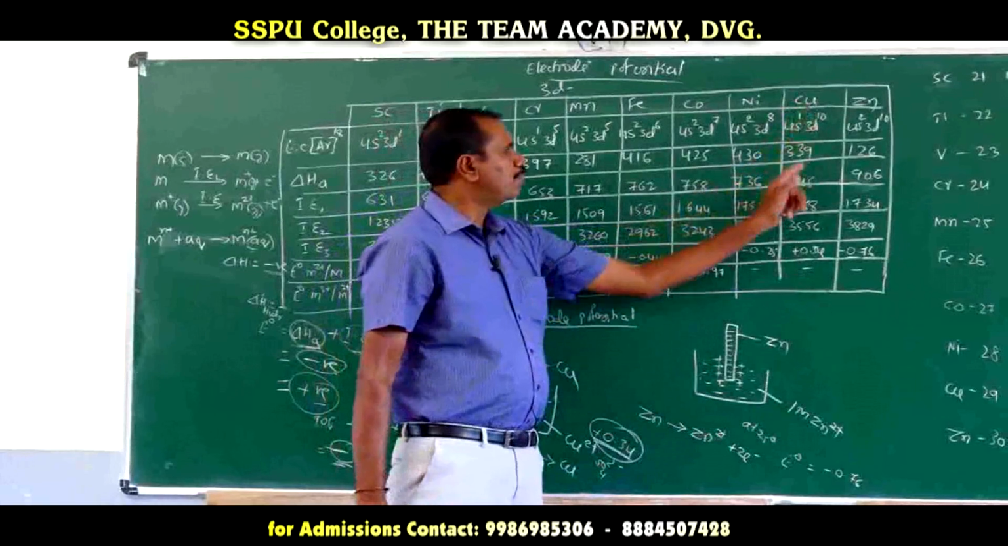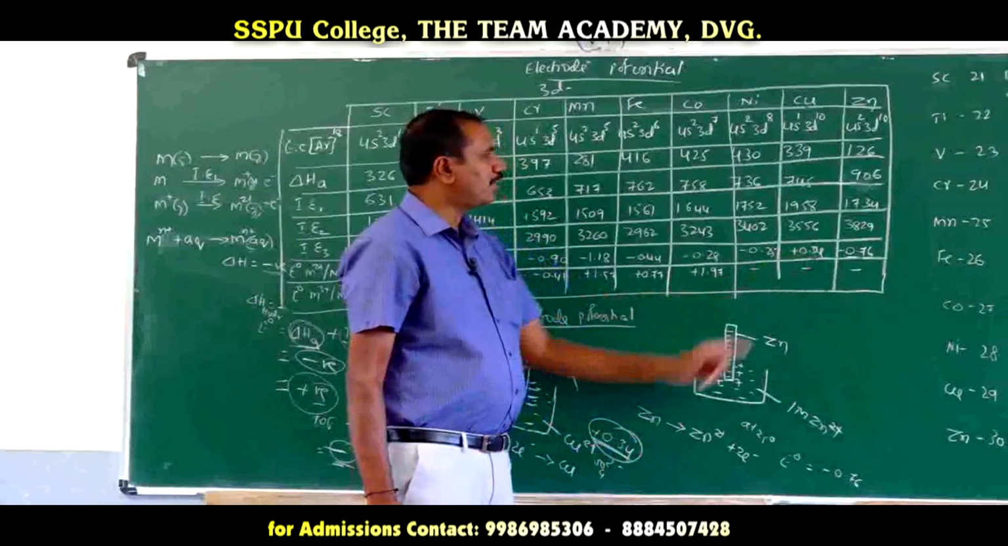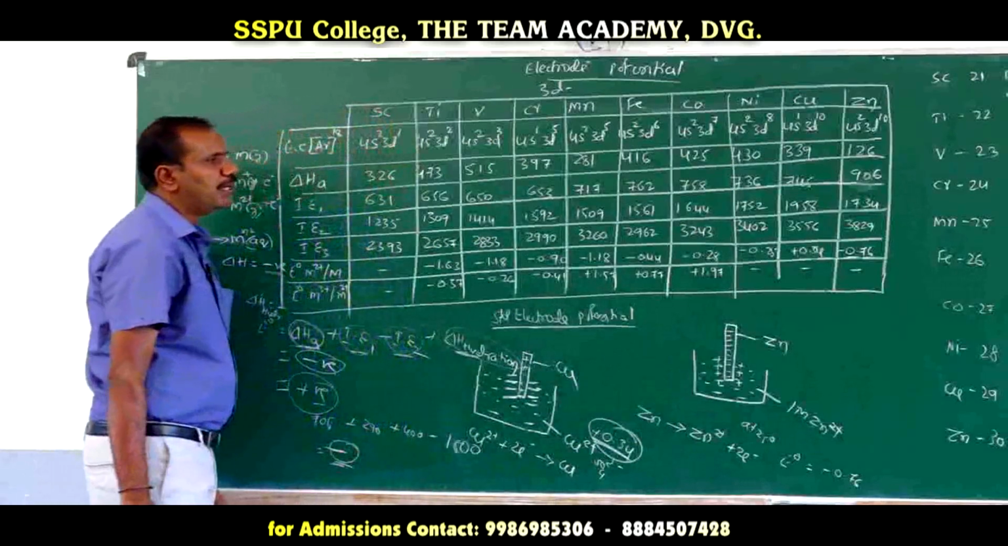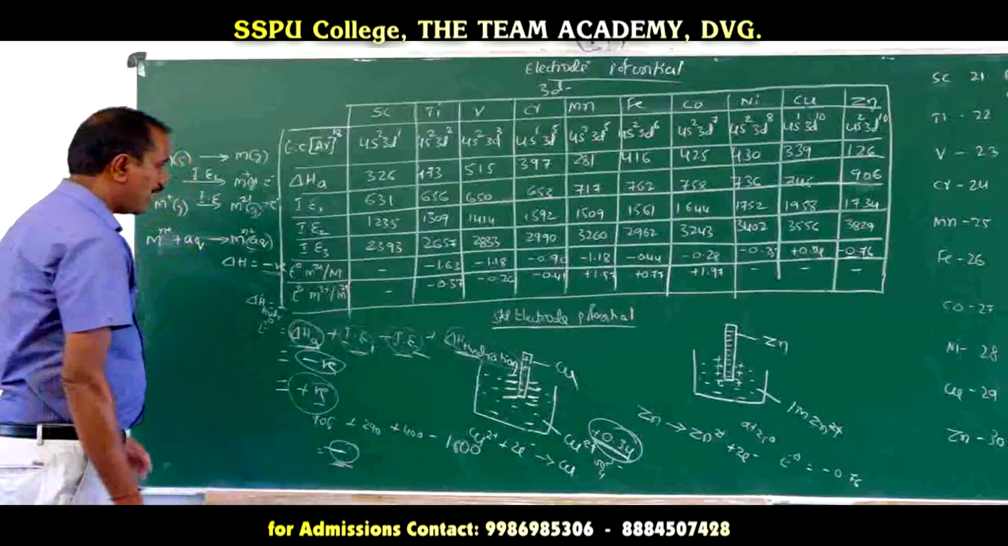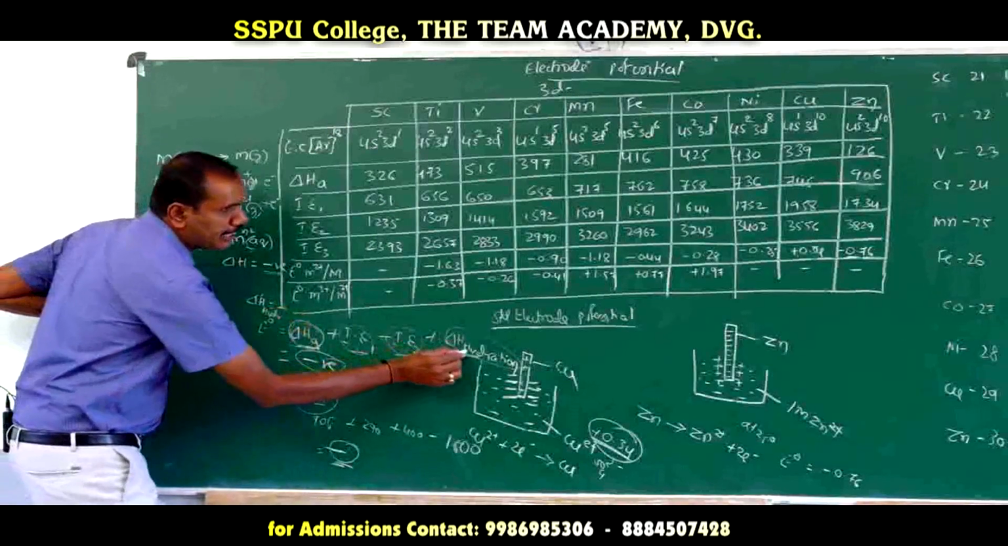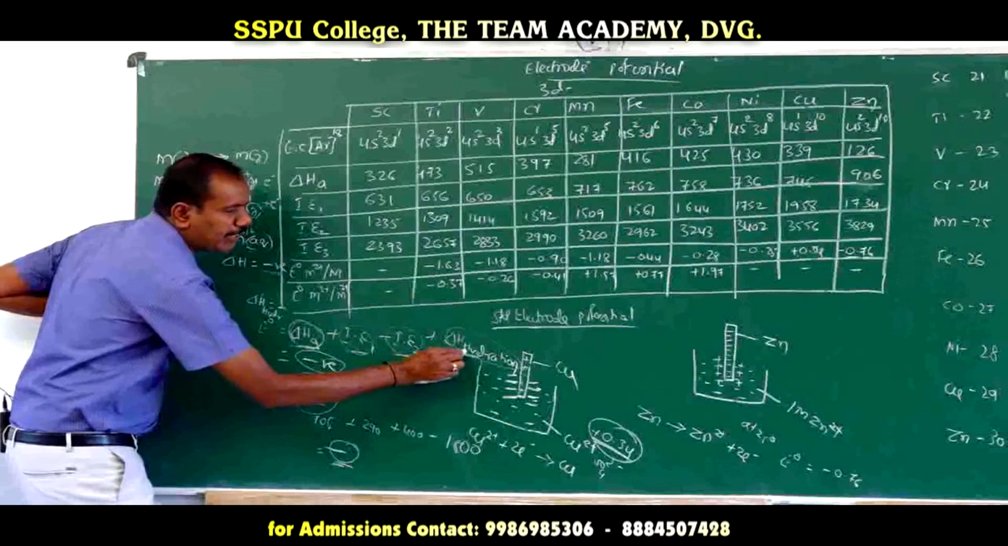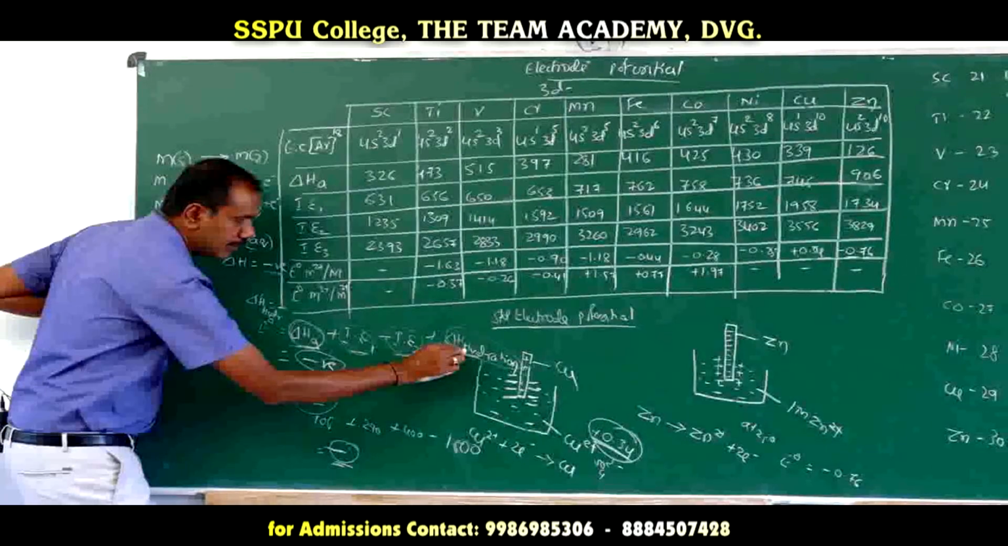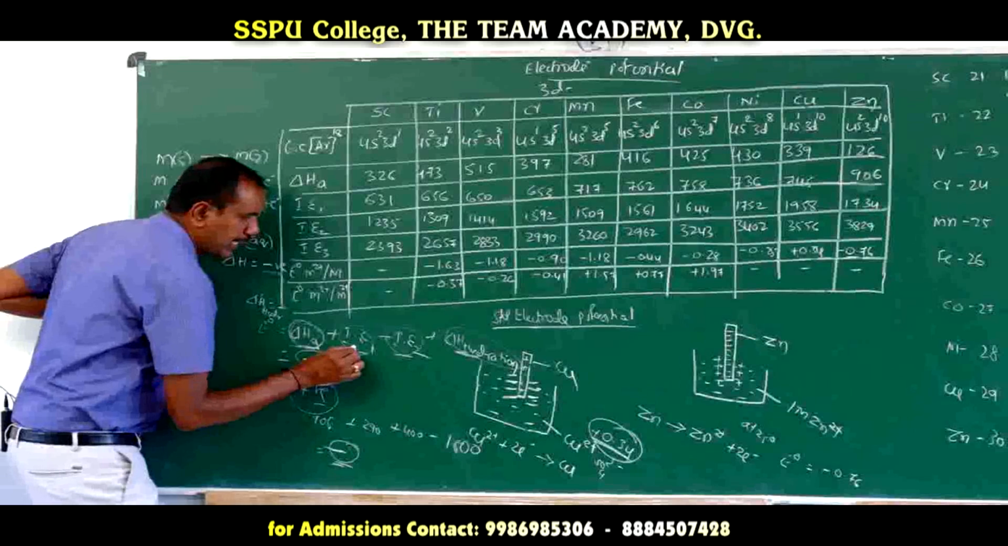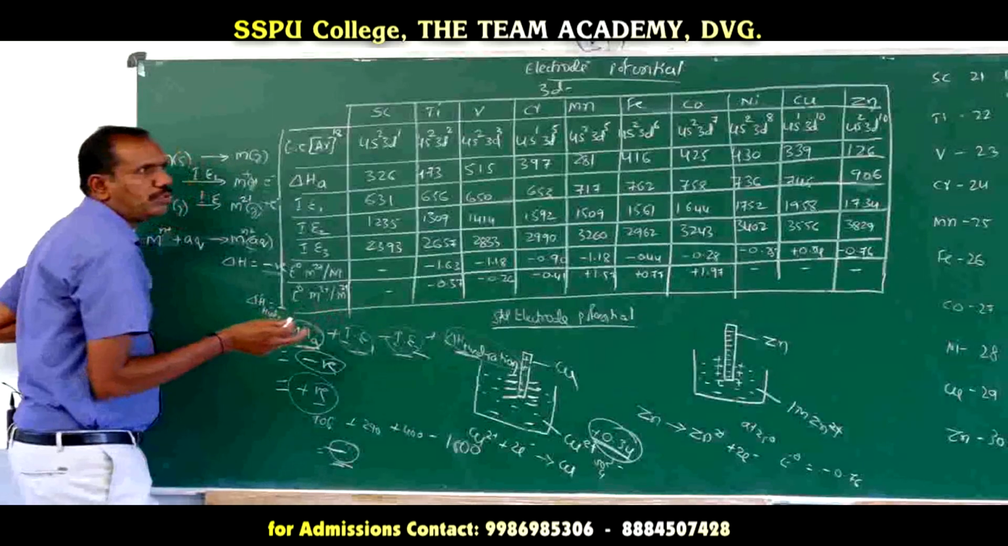Then you compare that with copper. In case of copper, the SRP value is plus 0.34. When it is plus 0.34, the negative delta H of hydration value is less, but delta H of atomization, IE1 and IE2 should be more.